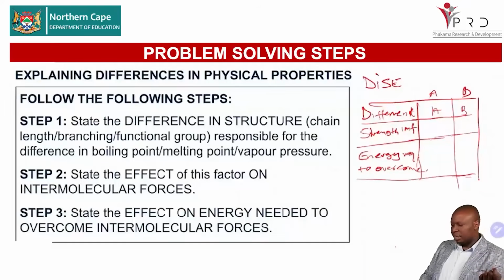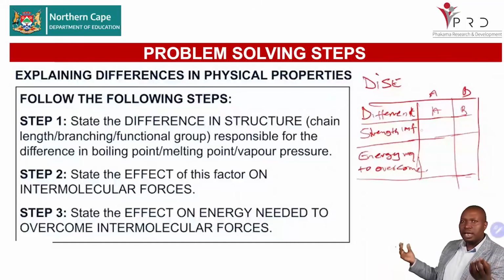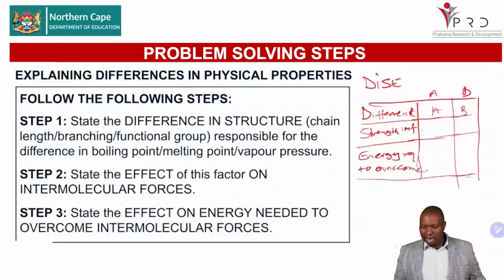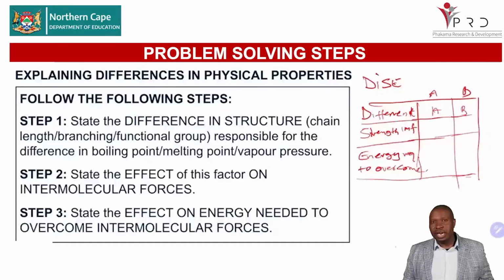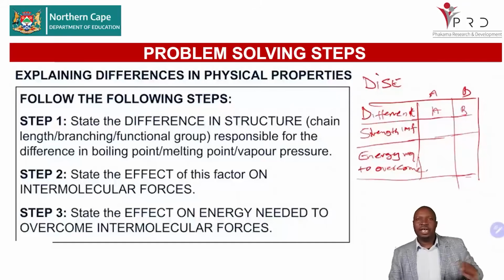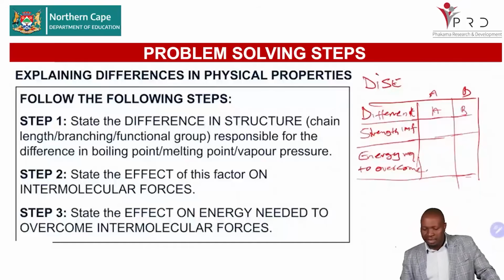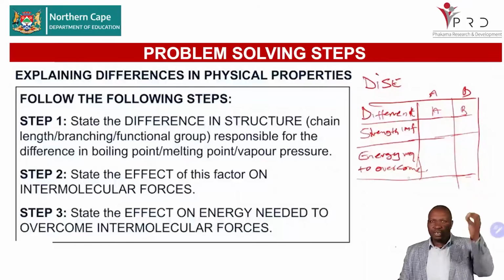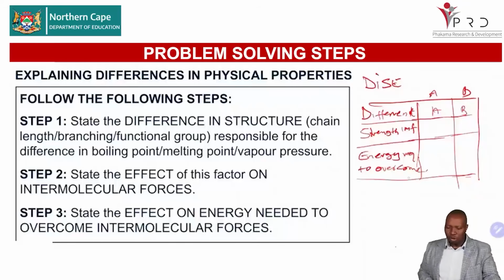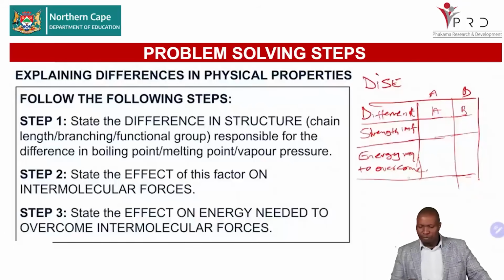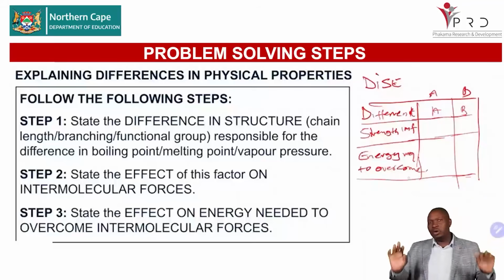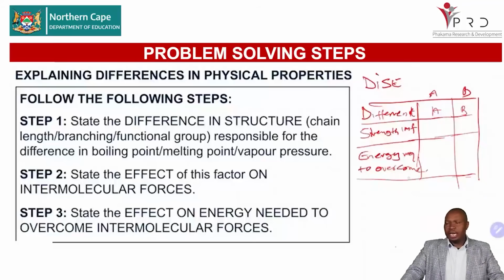What is the strength? Then you are able to say the one with the longer chain length has a stronger intermolecular force. The one with a shorter chain length will definitely have a weaker strength of intermolecular force. And when it comes to energy, if the strength of intermolecular force is high, definitely more energy will be required to overcome the intermolecular force. So if you have that DICE table there, you are able now to go and answer this question.